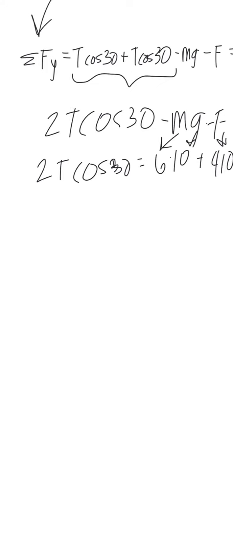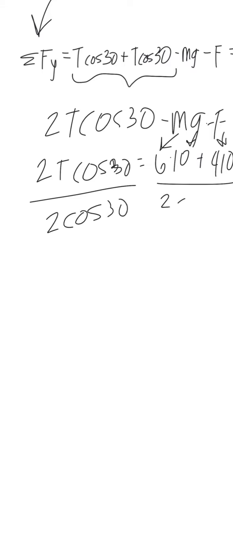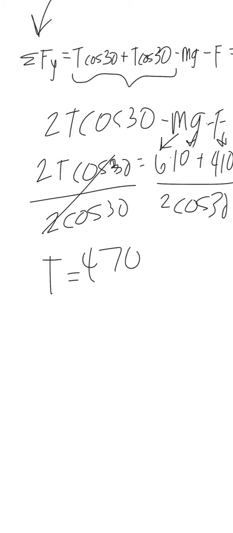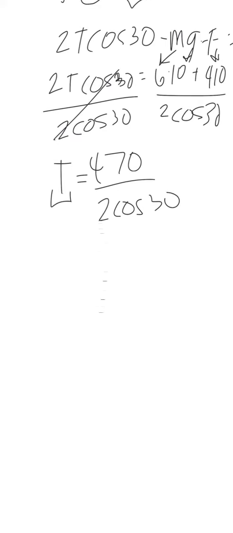So we can divide both sides by 2 cosine of 30. So we can simplify, so we can cross this out. So we have that T is equal to 470 divided by 2 cosine of 30. So what we're solving for is T now.